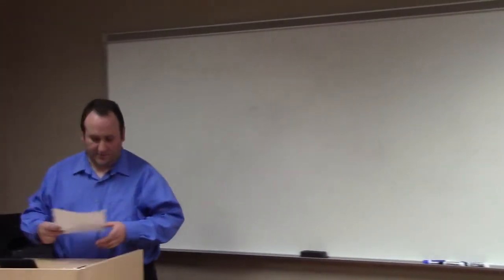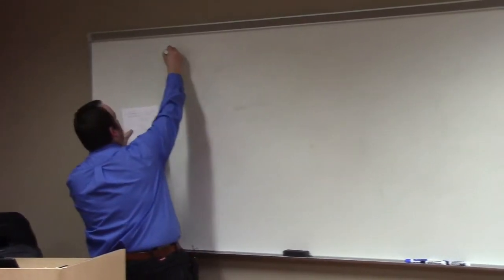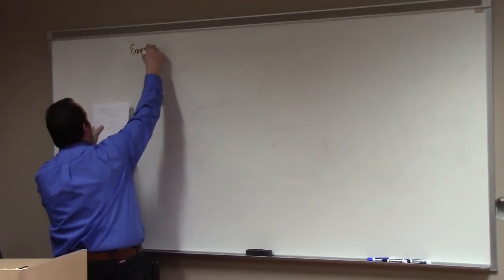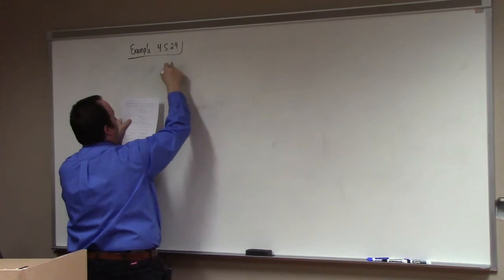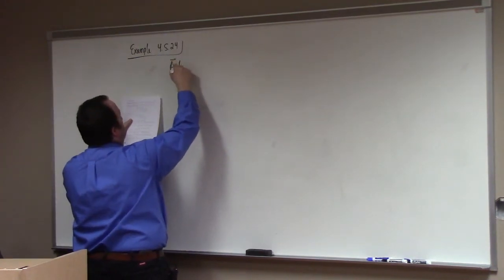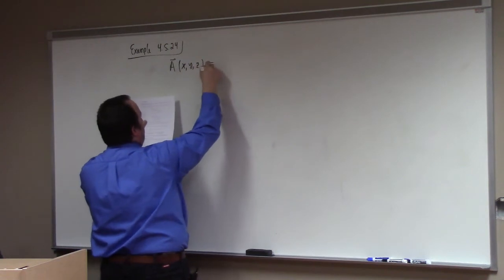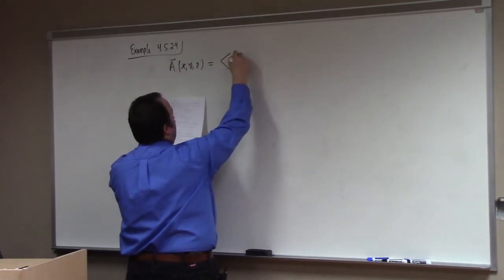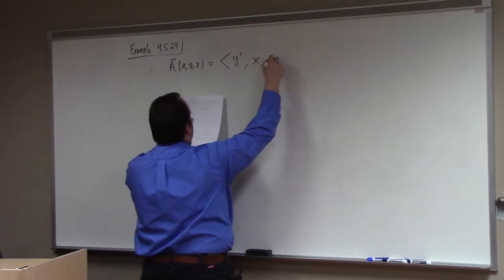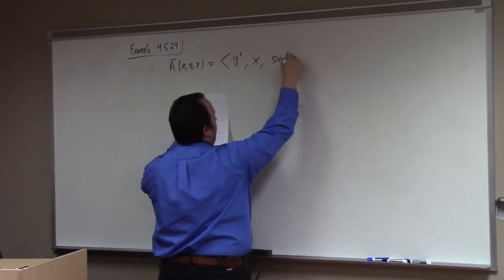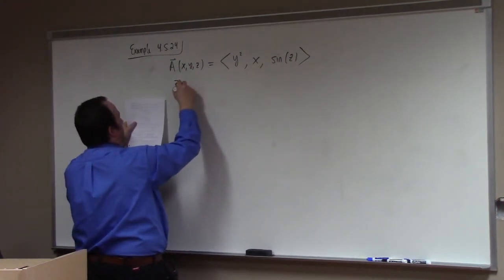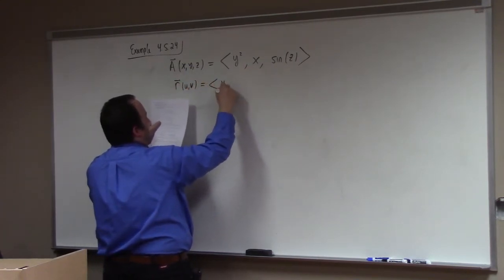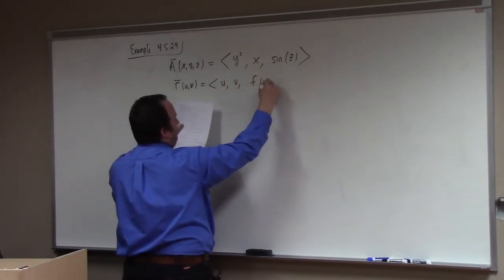Okay, so first things first, by request, this is example 4.5.24. Here I give us a vector field A, which when we feed it x, y, z, gives us y squared, x, and sine z. And then I look at a parameterization of a graph, r of u, v, given to be u, comma v, comma f of u, v.